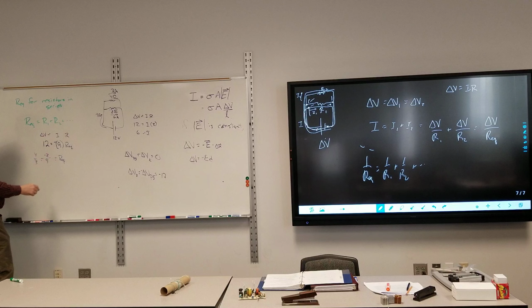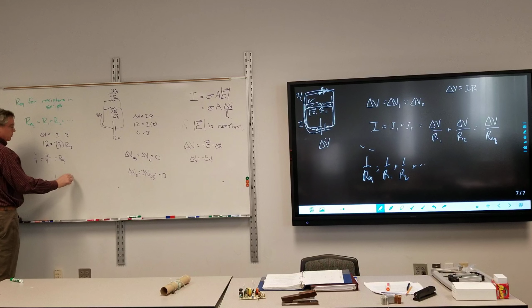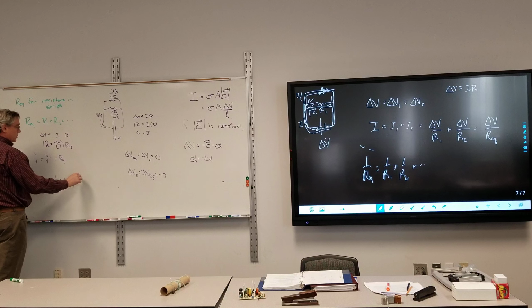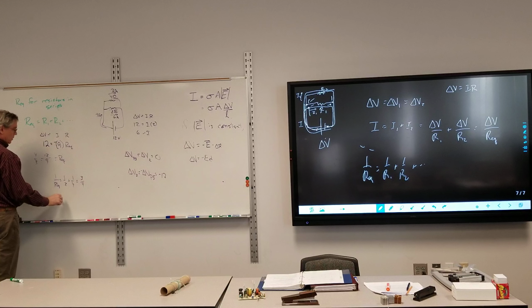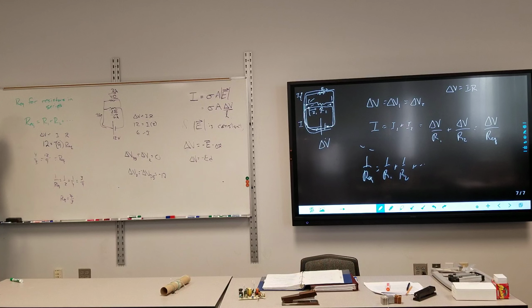If we just did what we had over there, 1 over the equivalent resistance is equal to 1 over 2 plus 1 over 4, which is 3 over 4. The equivalent resistance is 4 over 3. Just doing it the long way.